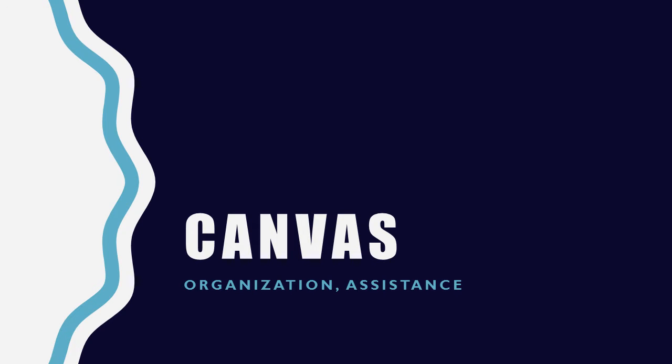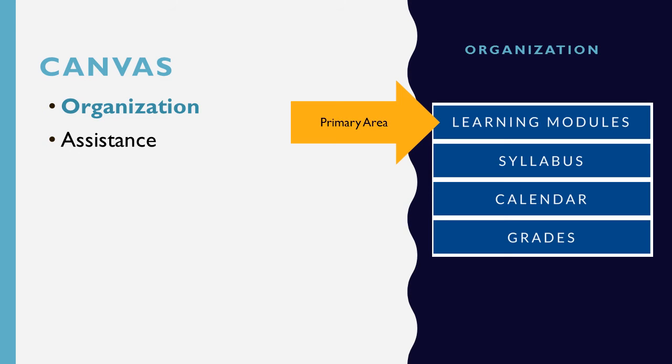So first of all, we're looking at Canvas. We're going to start looking first at the organization and then also how to get assistance for issues within Canvas if you're not familiar or you're struggling with a particular aspect of it. So in Canvas, looking at our organization for the course overall, the primary area we're going to work with is the learning modules. We also have our syllabus here where you can access the syllabus and your calendar.